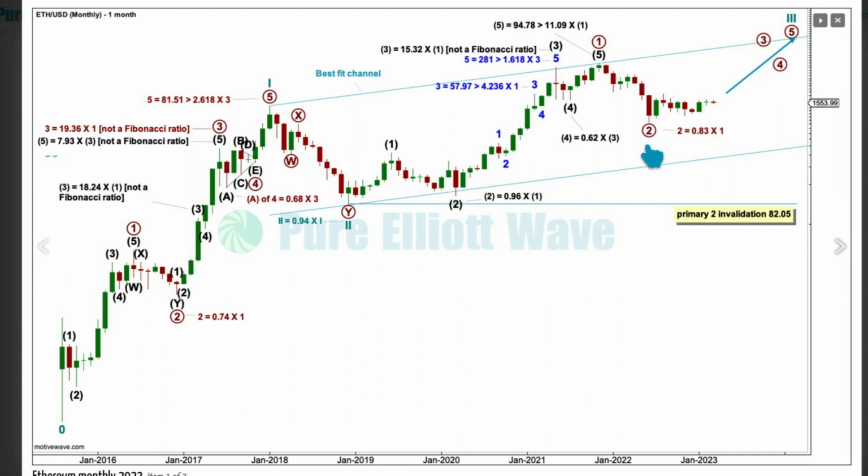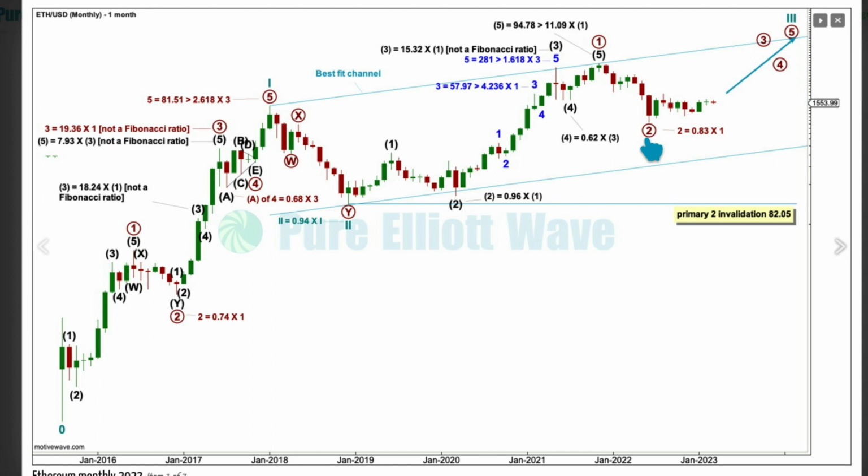I have an alternate on the weekly chart which allows for primary 2 to continue lower. If it does, it may not move beyond the start of 1 below 82.05. This is a best fit channel around this bull market, from this high to the all-time high, with a parallel copy on the end of this bear market. If primary 2 does continue a lot lower, then I would expect it to find really strong support at that trend line, but I don't think it's going to get down that far.